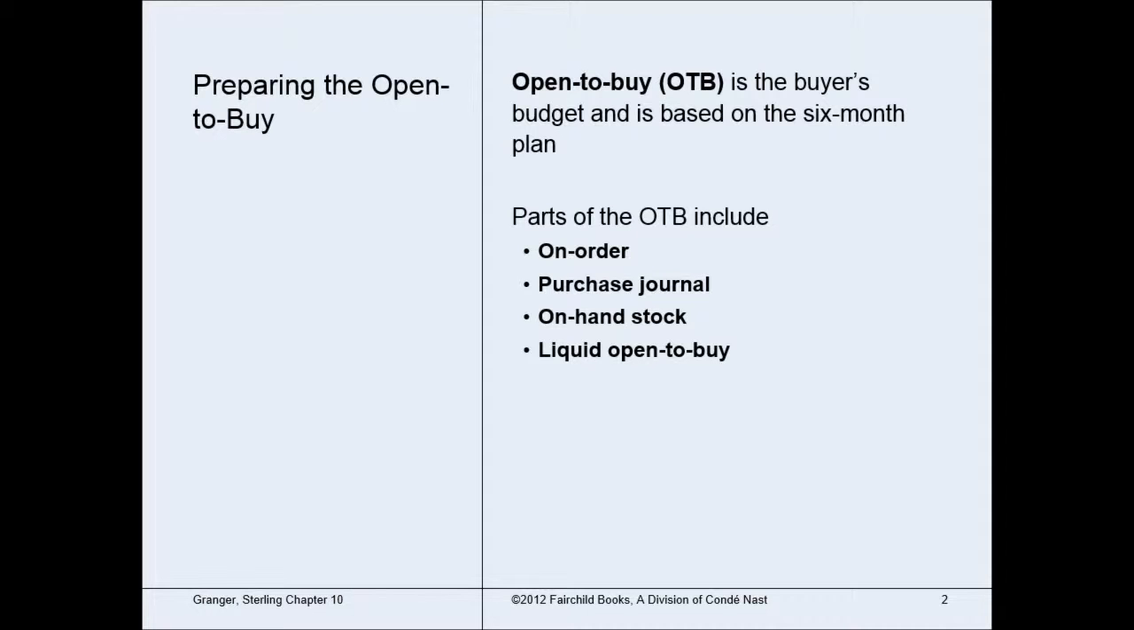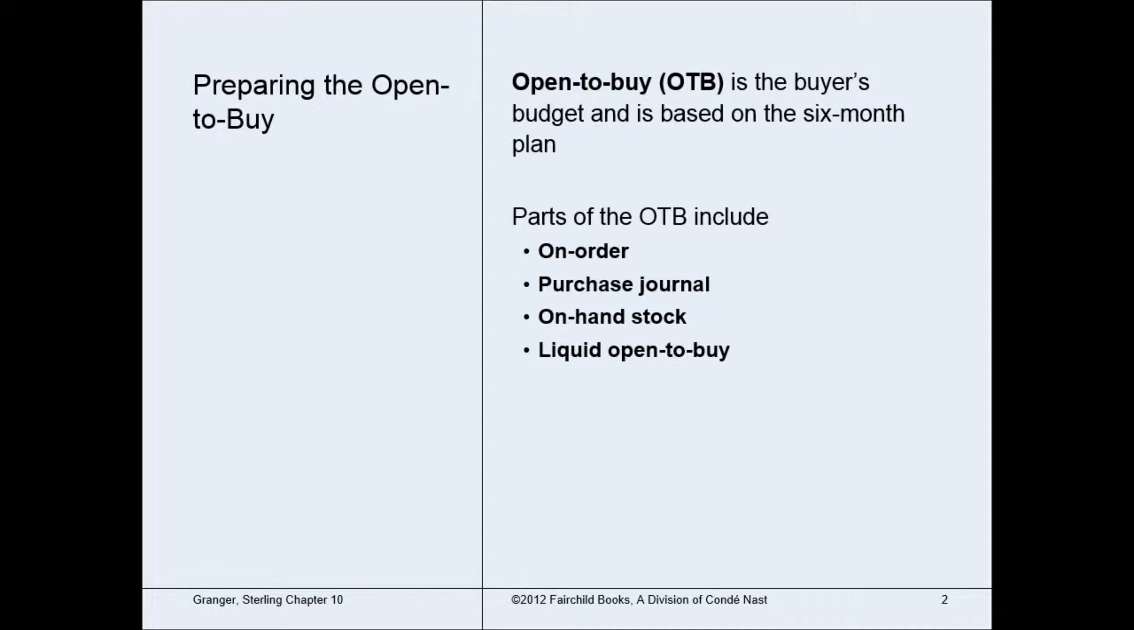And the open to buy is the buyer's budget, and it dictates how much the buyer can spend in each merchandise classification for each month. It's calculated in retail dollars and is based on the 6-month plan. It's the difference between how much the buyer has in inventory to reach sales goals less the merchandise that is currently available or on hand, which also includes on order items.